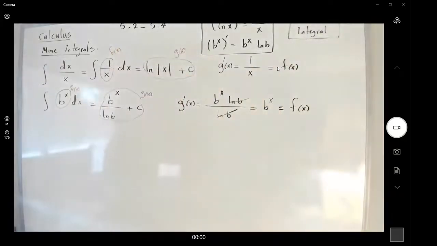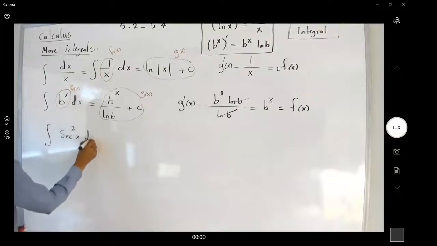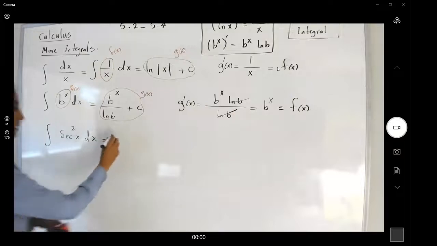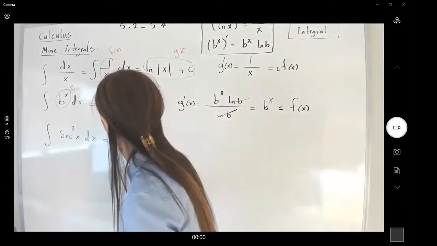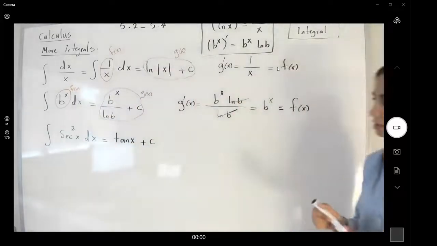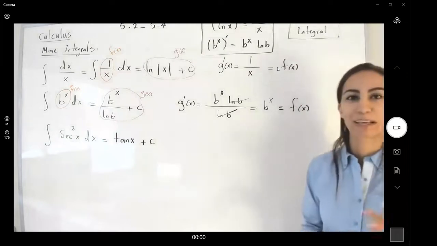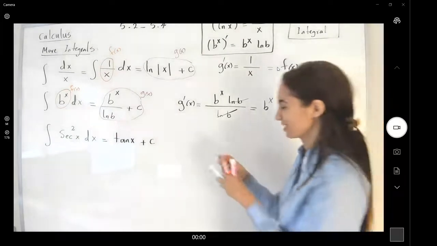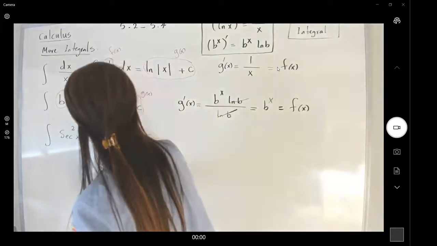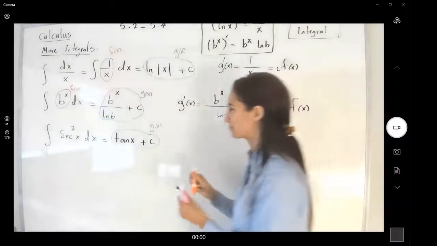Okay, perfect. The integral of secant squared of x dx is equal to tangent x plus constant of integration. Okay, you're getting back to pre-calculus, trig functions. Here we have our function g of x, and here you have your f of x, secant squared.